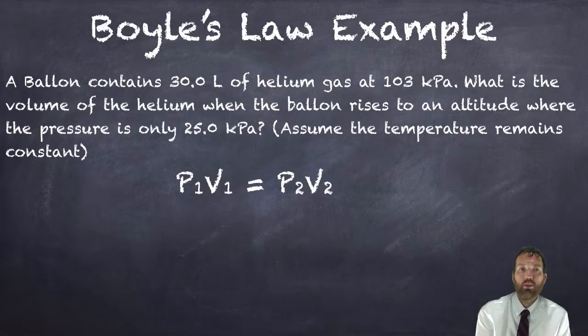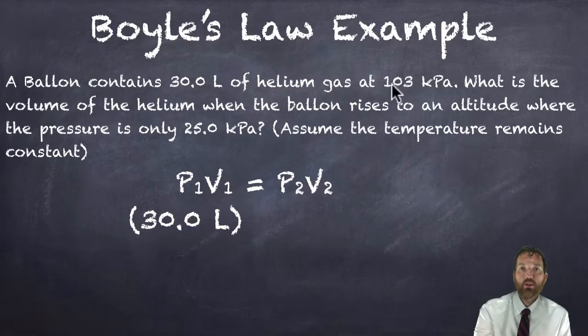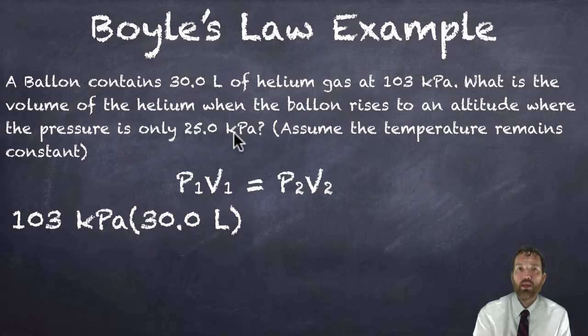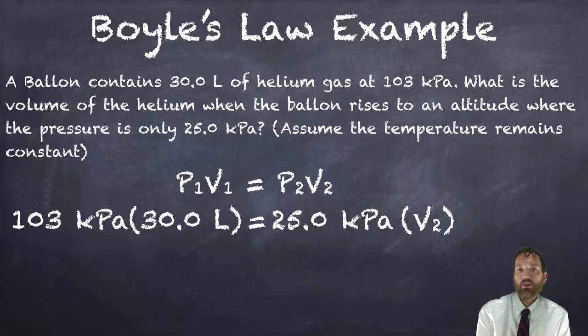So we would use this formula, P1 times V1 equals P2 times V2. In our word problem, it says that the balloon contains 30 liters. That is our initial volume. And that gas is at 103 kilopascals. Kilopascals is a unit of pressure, so that's our initial pressure. They're asking what the volume is going to be, so they're asking for V2 when the balloon rises to an altitude where the pressure is only 25 kilopascals. So they're changing the conditions of the pressure. It's going from 103 kilopascals to 25 kilopascals, and they want to know what the new volume is going to be.